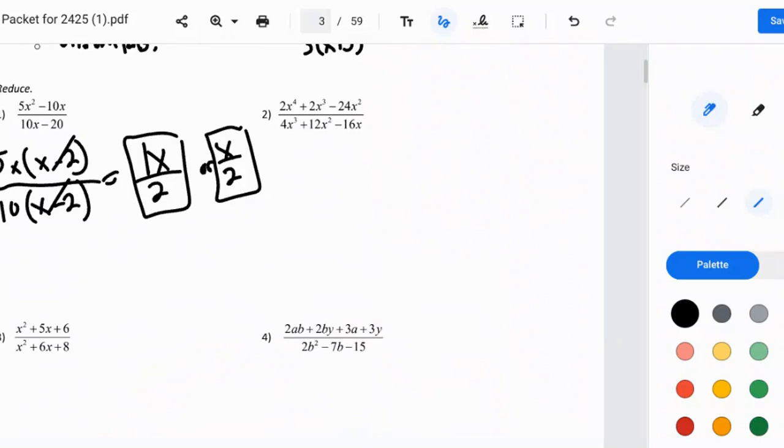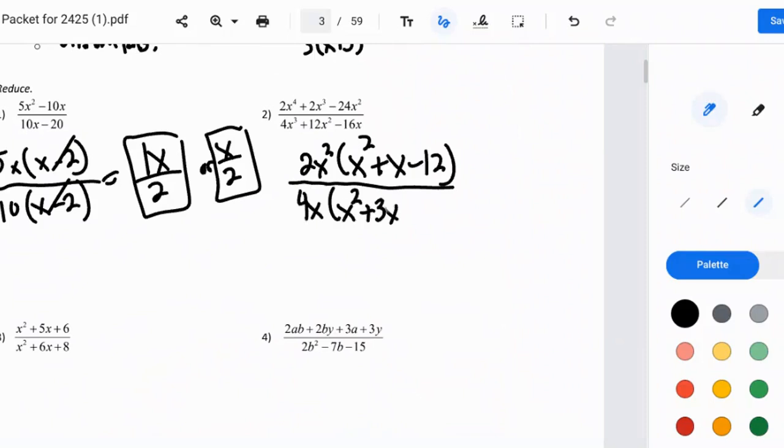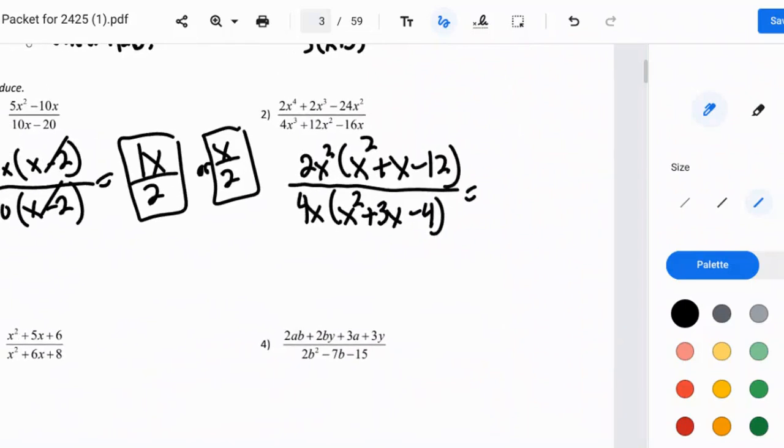Number 2, you can pull out a GCF of a 2x squared. And you're left with x squared plus x minus 12. And on the bottom, if you pull out a 4x, you're left with x squared plus 3x minus 4. I think you can factor both those trinomials again. So I'm going to do that.